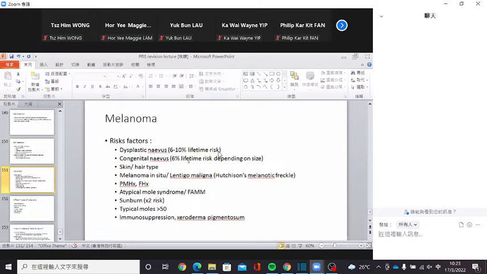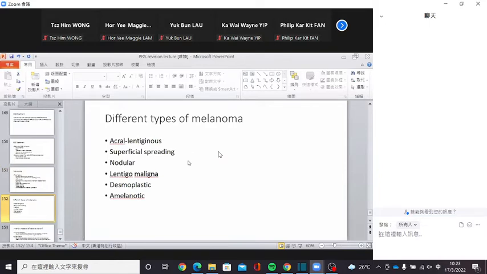So melanoma, the risk factors, apart from sunburn, there are other risk factors like a dysplastic nevus, a congenital nevus, a melanoma in situ or lentigo maligna history, atypical mole syndrome, and immunosuppression. So you've got to ask your patient, if you're suspecting melanoma, if they present with these background risk factors. There are different subtypes of melanoma, namely acral lentiginous, superficial spreading, nodular, lentigo maligna, desmoplastic, and amelanotic.